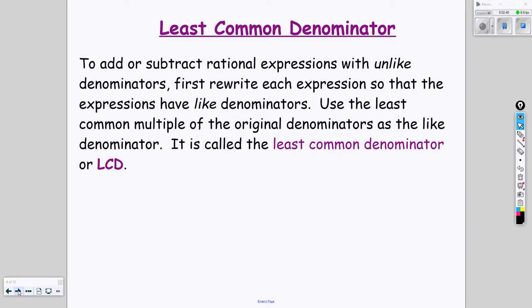In some of these where they don't have a common denominator, we need to make those denominators the same. So we're going to have to change each of the fractions to get the denominators to be the same. We don't want unlike denominators, we want like denominators. So we're going to be talking about the least common denominator. We'd use the least common multiple of the original denominators as that like denominator, and that is called the least common denominator, or otherwise abbreviated as the LCD.